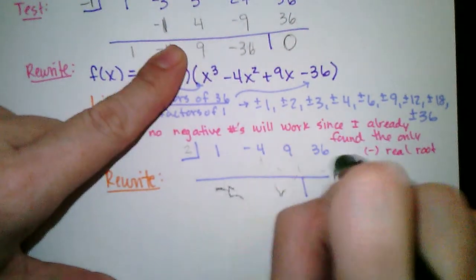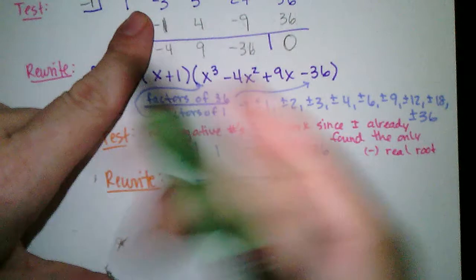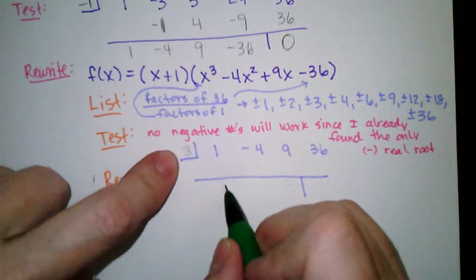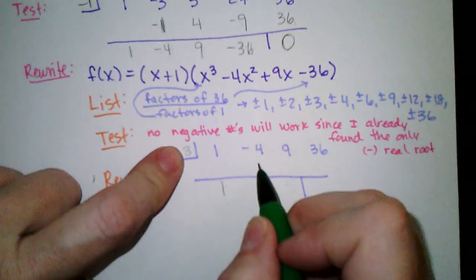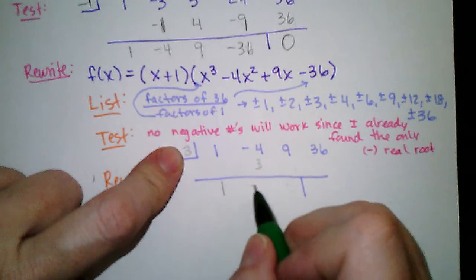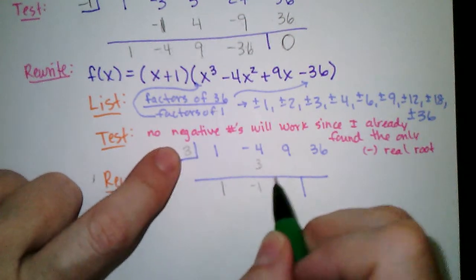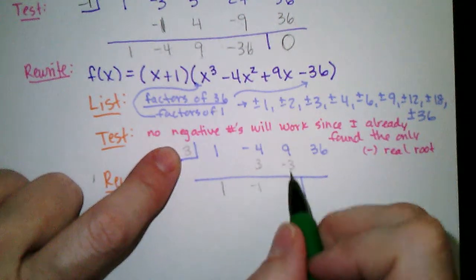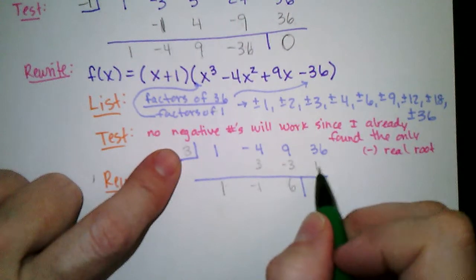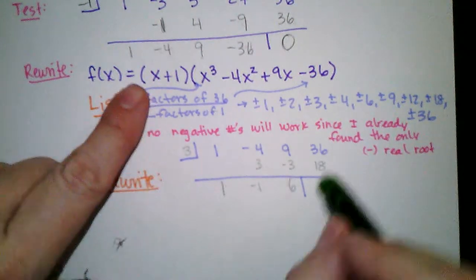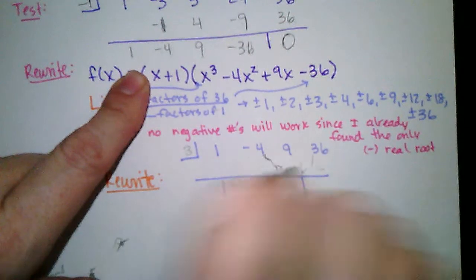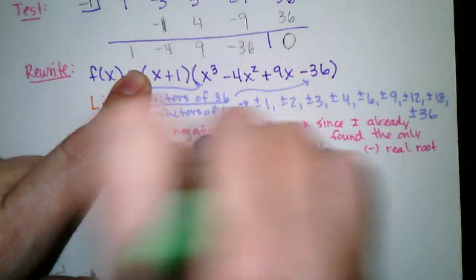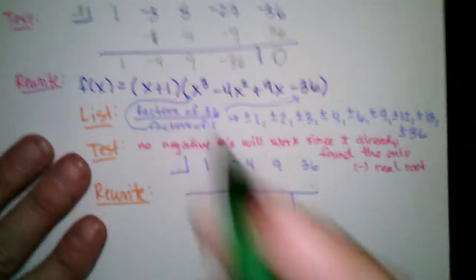Well, we'll try 3. Bring the 1 straight down. 3 times 1 is 3. Add those two numbers, -1. Multiply 3 times -1, -3. Add 6. Multiply 18. That is not 0. So we'll try 4.